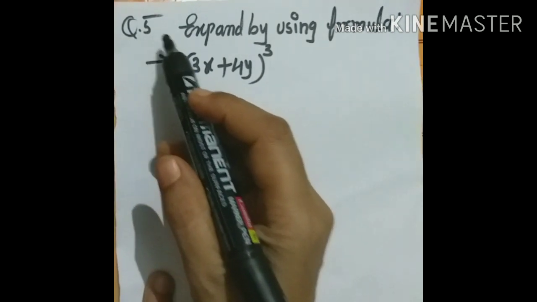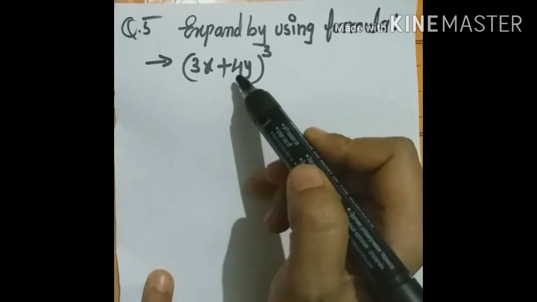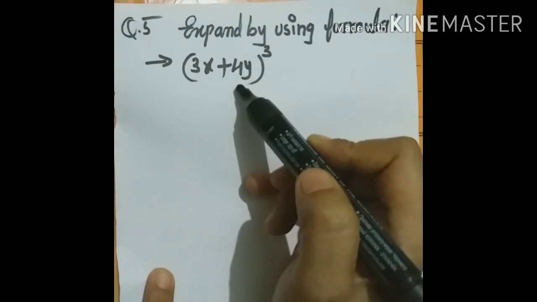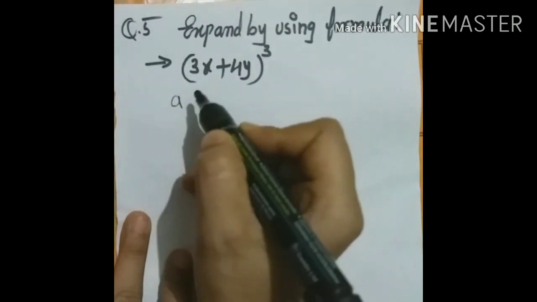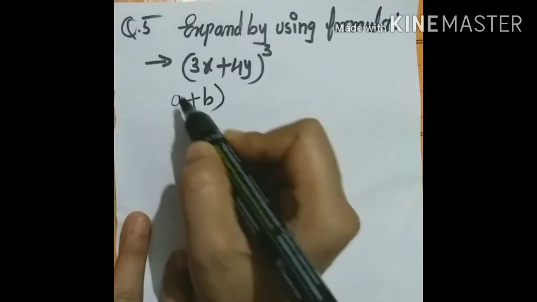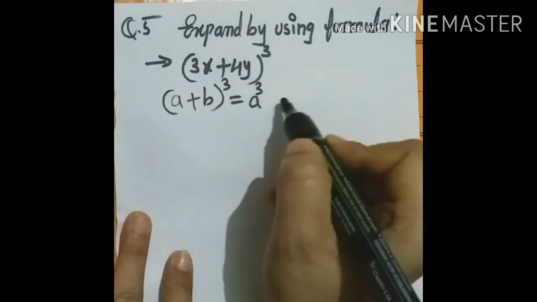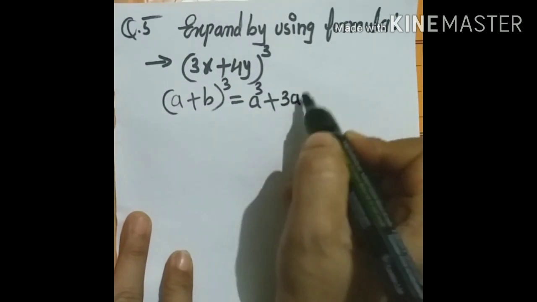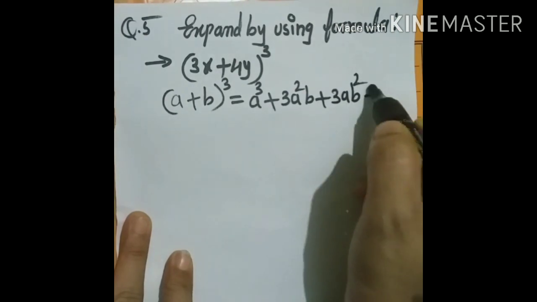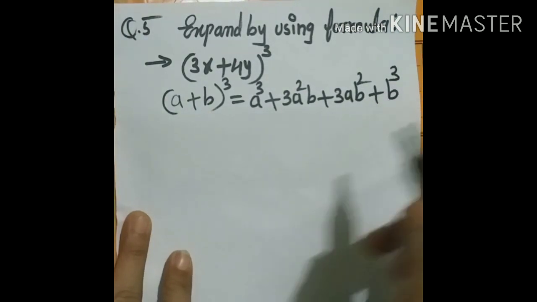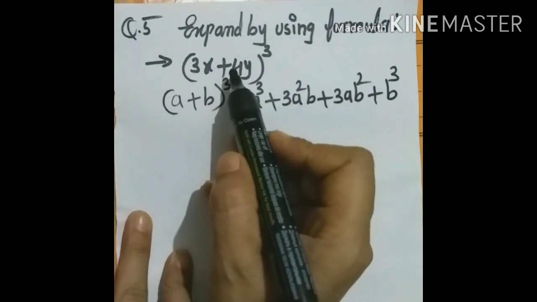Number 5. Expand by using formula. Here children, we have to expand this question by using a formula. Here children, we use the formula: a plus b whole bracket raised to cube equals a cube plus 3a square b plus 3ab square plus b cube. Here this is the formula, children. With the help of this formula we expand this question.